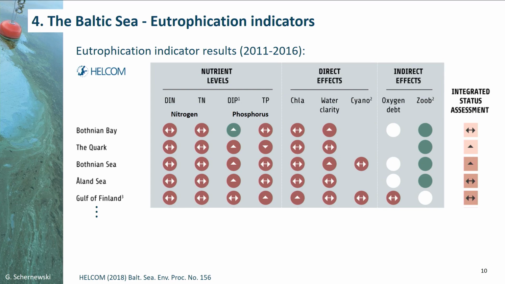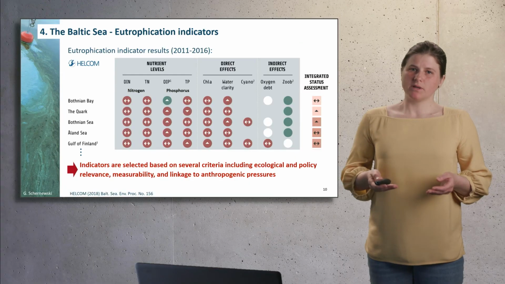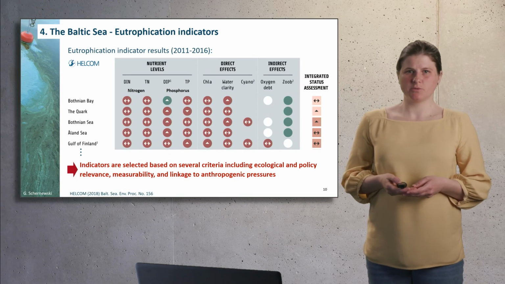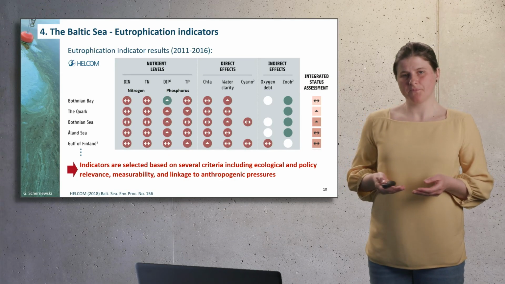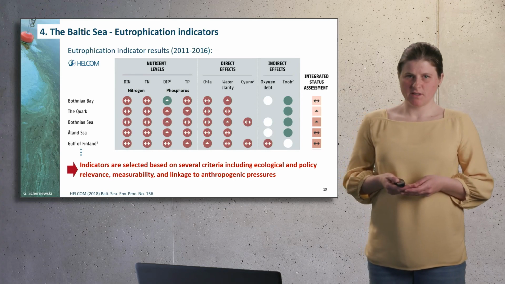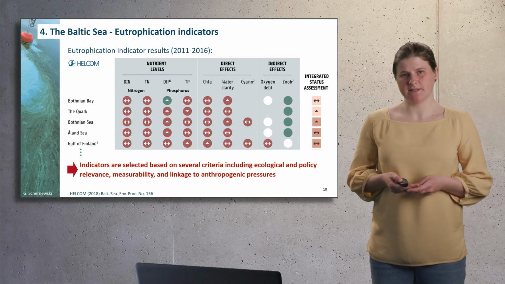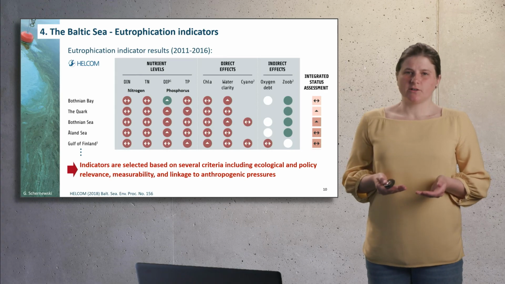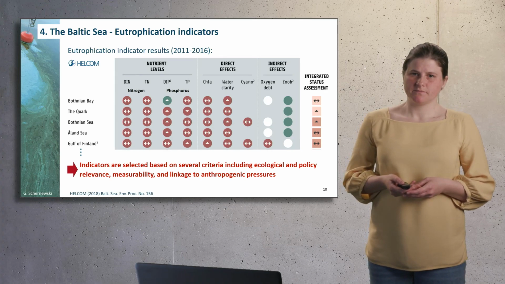Indeed, indicator development can be a long process, as indicators need to be well planned, to be appropriate to local conditions, and meet the highest possible quality standards. But more importantly, indicators need to be selected on several criteria, as for example, linkage to anthropogenic pressures, measurability with monitoring data, and ecological and policy relevance.